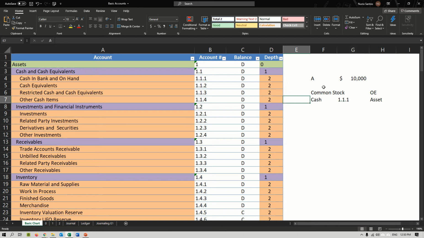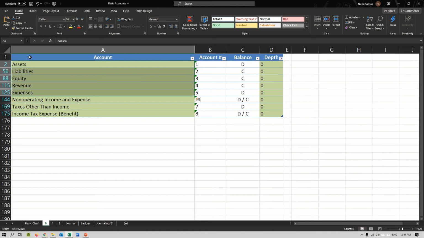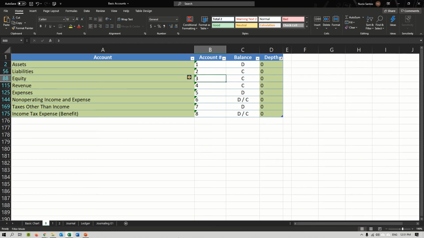Now let's do the same process but for common stock. Common stock will be, well, let's see this again, assets, liabilities, equity, revenue, or expenses. Now in this case I know it's equity, owner's equity, because I told you at the beginning anything related to the owners is always equity. So now I know that this account will have to start with a 3. All right, let's go to tab 1 now.